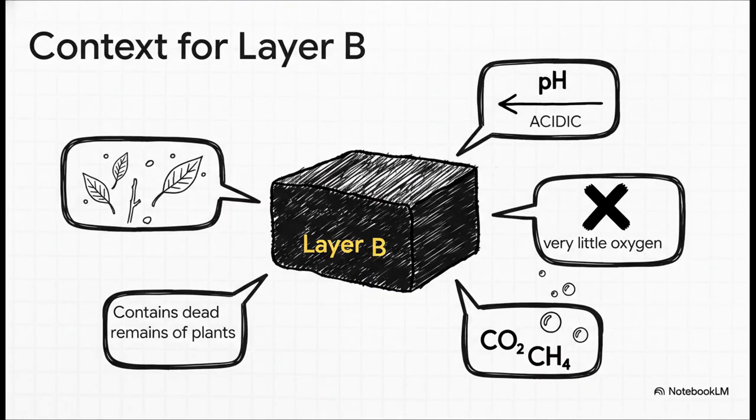And here's the really critical info they give you about layer B. These 4 points, they're not just fluff. They are the absolute keys you need to unlock the marks. Pay close attention to these two: low pH and very little oxygen. They're going to be important.